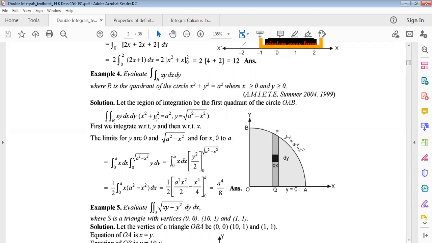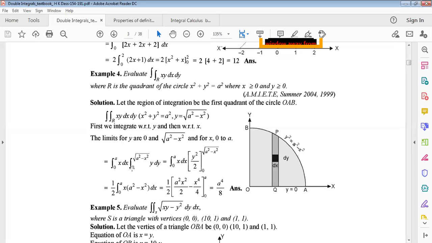Now the region, xy dx dy, x square plus y square equals a square. From this circle's equation, y can be written as square root of a square minus x square. First we integrate with respect to y, then with respect to x. The limits will be what? x equals 0 to a. Small a is the radius of the given circle. This is why the x limit will be 0 to a.